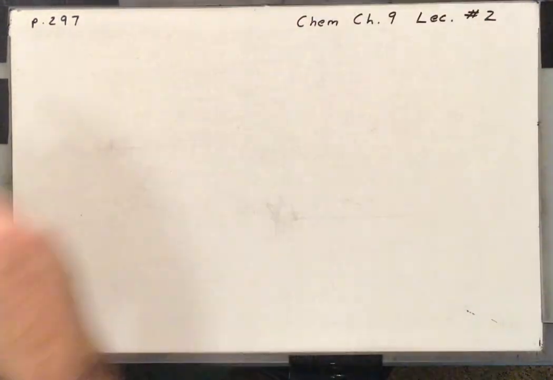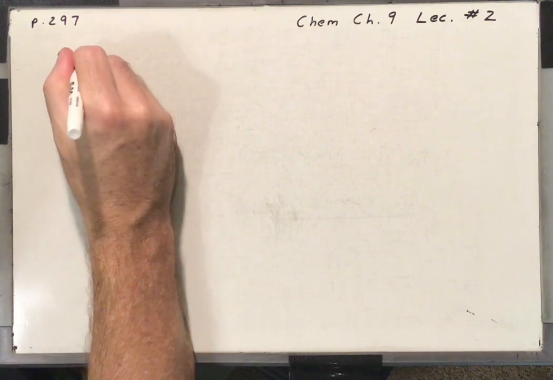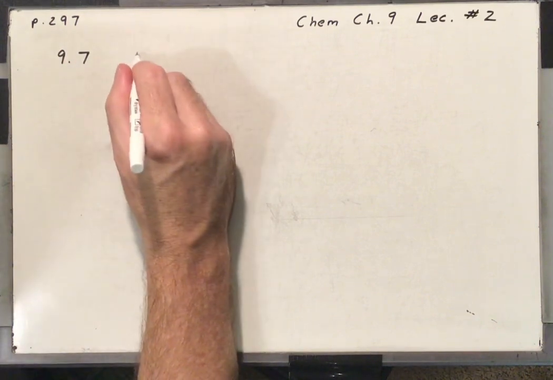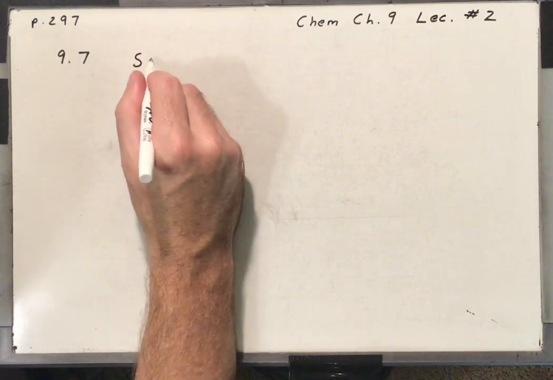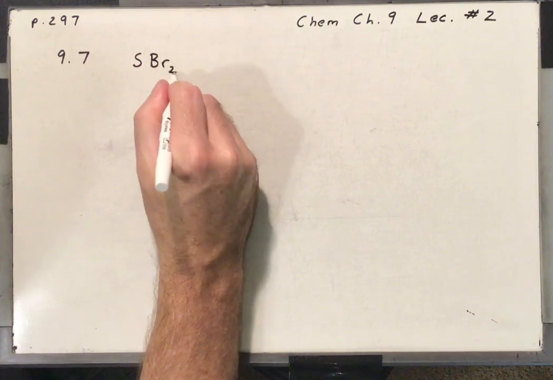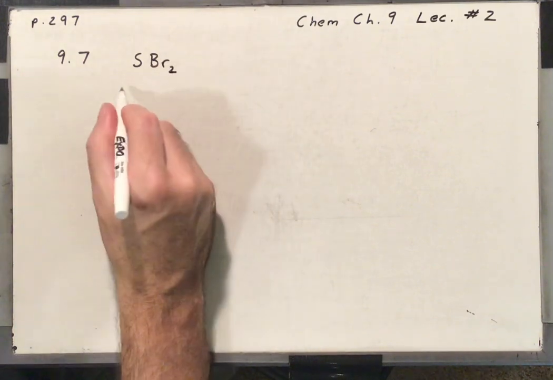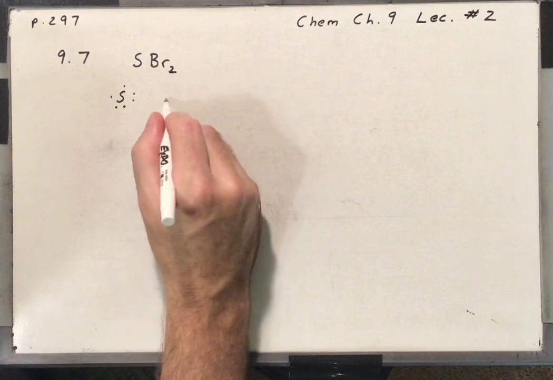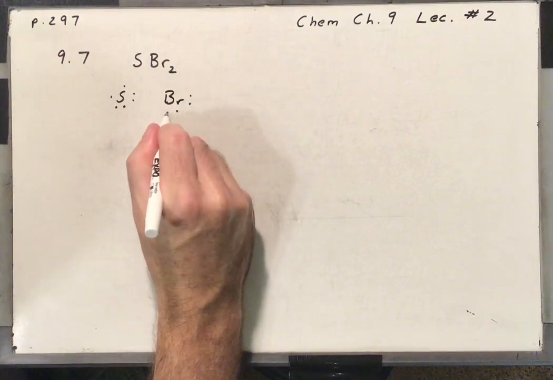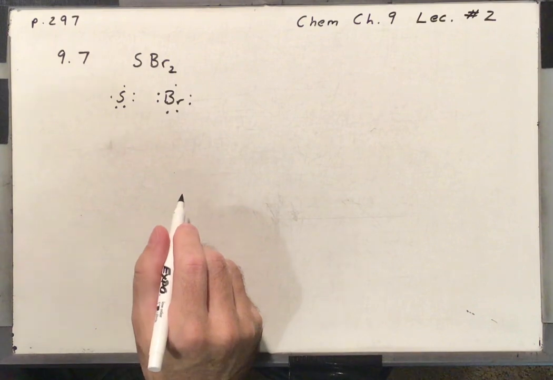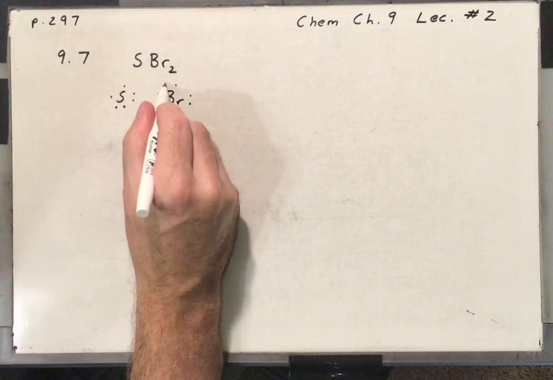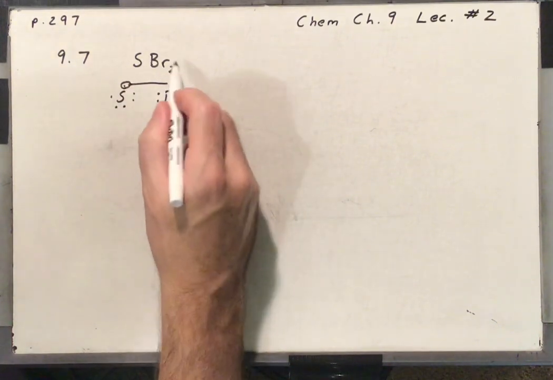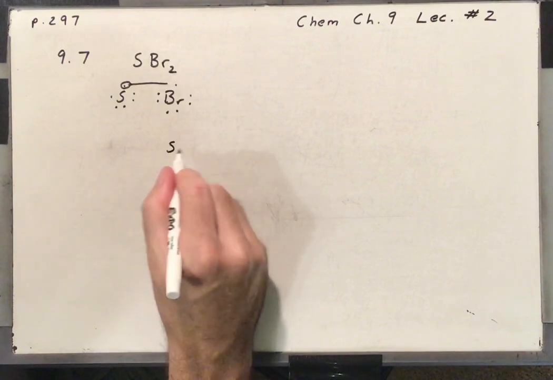All right, 9.7, as we move along, we're going with sulfur dibromide. So sulfur dibromide, if you remember from chapter 3, would be S and then Br2. Sulfur in column 6, like oxygen, looks like that. Each bromine is in column 7. So bromine can only take a single bond because it only has one open slot. But we have 2 bromines. So we would have sulfur in the center.